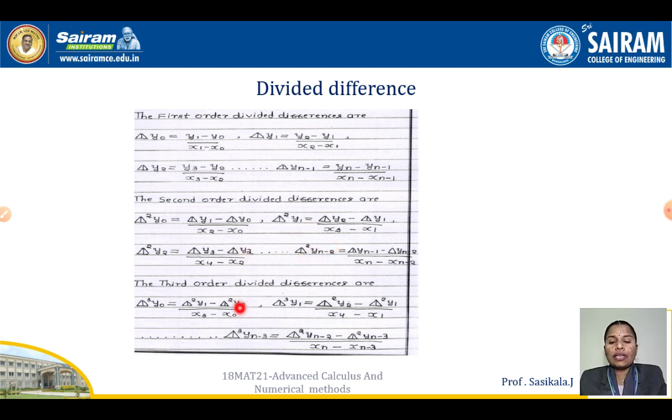Now the third divided difference. It is related to four values: x0, x1, x2, x3. So your del cube of y naught is defined with the numerator taken from the second order divided difference: del squared y1 minus del squared y naught, divided by the last value minus the first value, which is x3 minus x0. Similarly, you can fill the remaining divided difference columns.